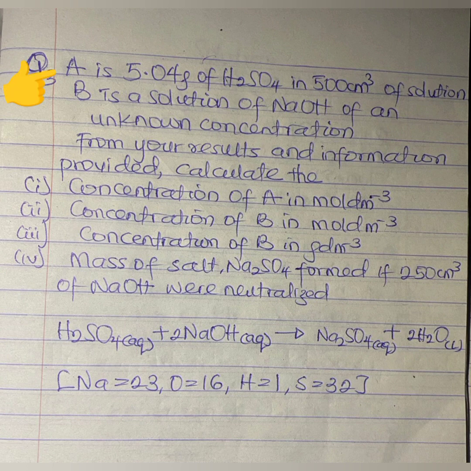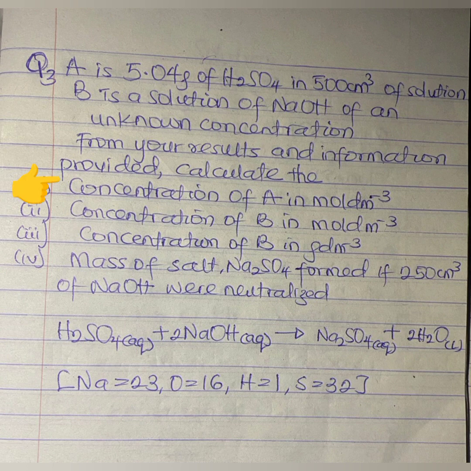It says, here is 5.04 gram of H2SO4 in 500 cm cube. B is a solution of NaOH of an unknown concentration. So naturally, A is standard because the 5.04 grams in 500 cm cube of H2SO4 can be converted to a standard concentration of mole per dm cube or gram per dm cube. So A is standard, but B is not standard simply because we are not given the concentration of B.